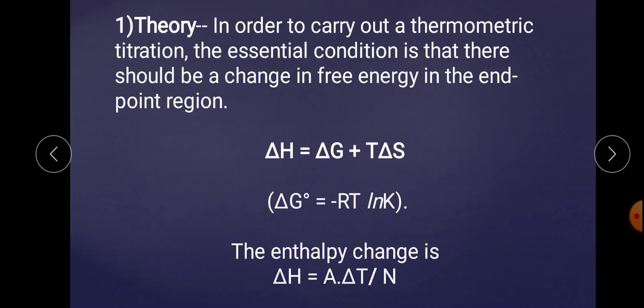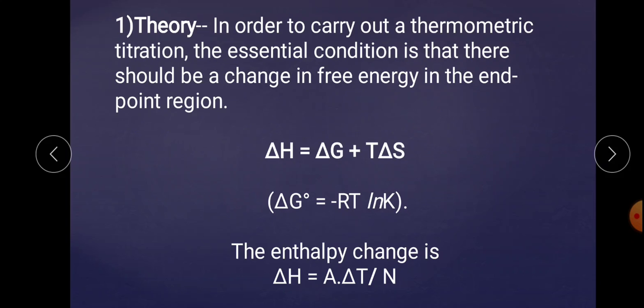Now, the next point is theory. In order to carry out a thermometric titration, the essential condition is that there should be a change in free energy in the end point region. Means, for a titration, the result is in the sense of an end point. We know that we use an indicator for that purpose, which shows a change in color. Similarly, in a thermometric titration, the change in free energy should be present in the end point region.